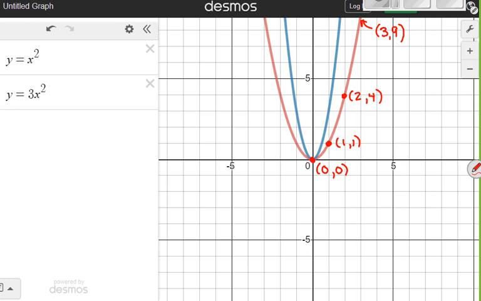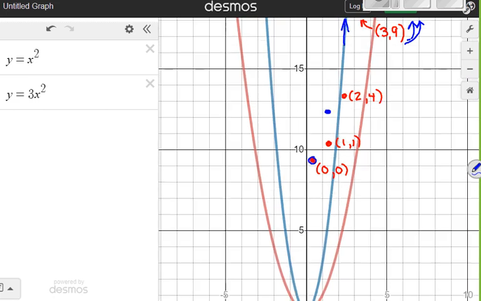You'll notice that on the blue function, however, the key points are 0, 0, 1, 3, 2, 12, which means it's off the screen up there, and 3, 27 is way up there out of view. We would have to scroll up to see it like this.